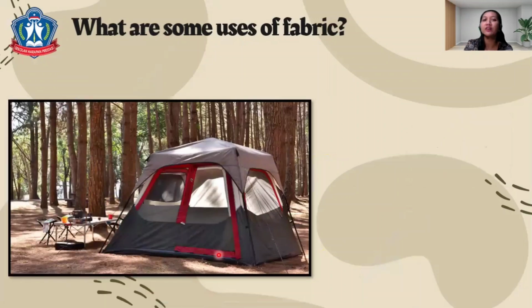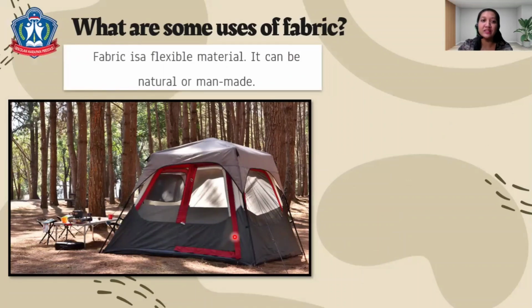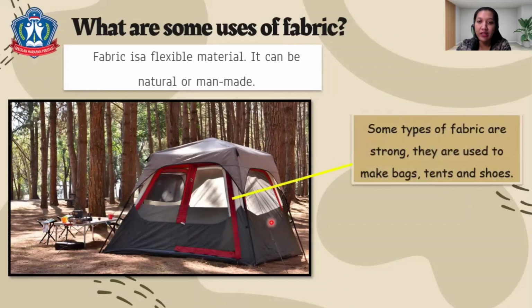Now let's move on to the other materials, friends. Fabric. What are some uses of fabric? Fabric is a flexible material. It can be natural or man-made. Look at this picture, friends. Do you know what it is? Yes, it is a tent. Some types of fabric are strong. They are used to make bags, pants like this, and also shoes.